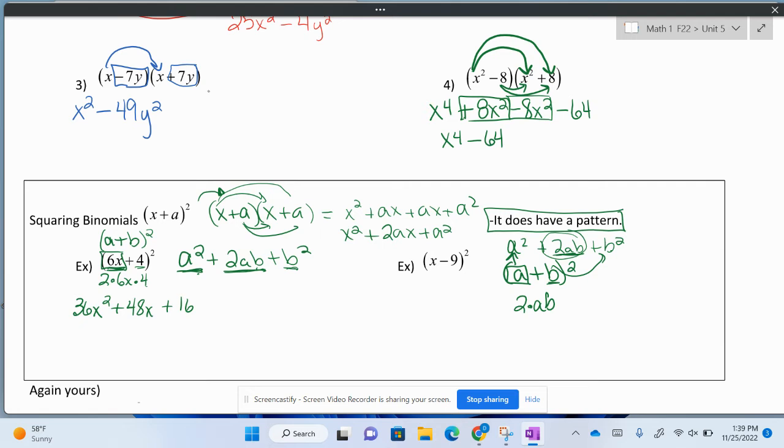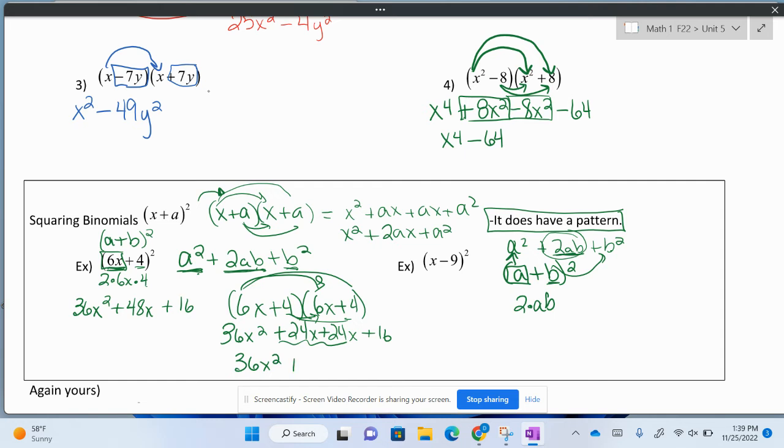Now you can absolutely, if you don't like to use the pattern, if you don't want to live from that pattern, you can absolutely FOIL. 36x squared. 6 times 4 is plus 24x. 4 times 6 plus 24x. 4 times 4 plus 16. These two terms in the middle combine to give you 36x squared plus 24 and 24 is 48x plus 16. You do get the same answer. You do absolutely get the same answer.